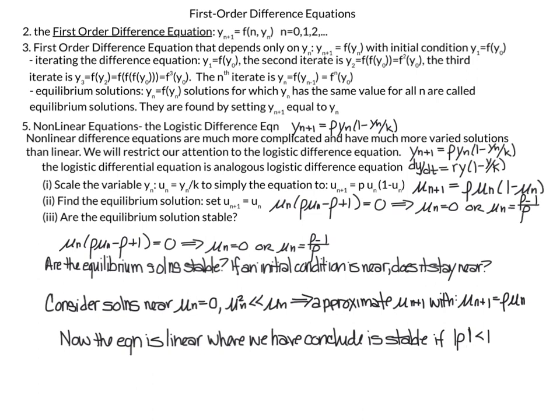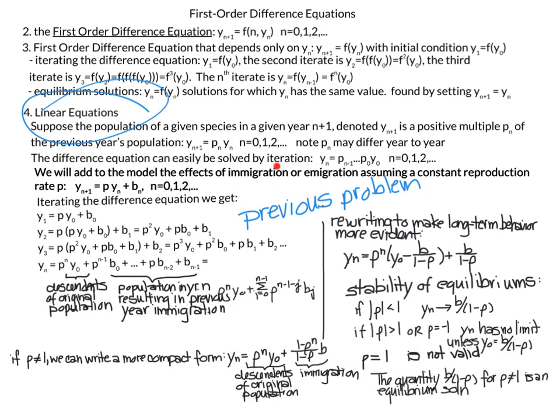And just to review for your benefit what we saw for linear equations, here is our previous problem and previous slide with linear equations, where we found the solution here, and then we rewrote it in this form so we could look at the stability of solutions. We found if the absolute value of rho is less than 1, then as n gets large, this term will go to 0, and our solution will approach b over 1 minus rho.